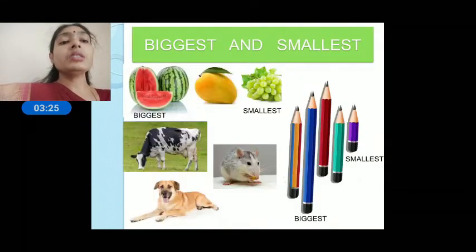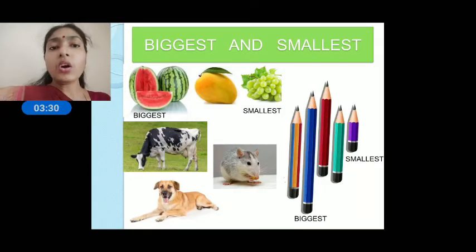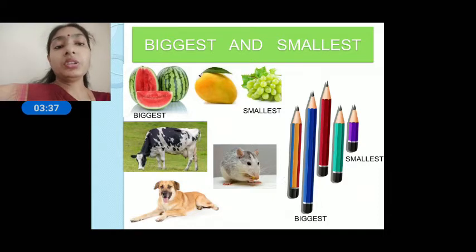Now the concept is biggest, smallest. Bigger, smaller, I told you, we compare only two things, but when we are comparing biggest and smallest, that time we compare among more than two things. See here, I have given the picture of three fruits: watermelon, mango, grapes. So easily you can identify the watermelon is the biggest among these three. Like that, grapes is the smallest compared to mango and watermelon.